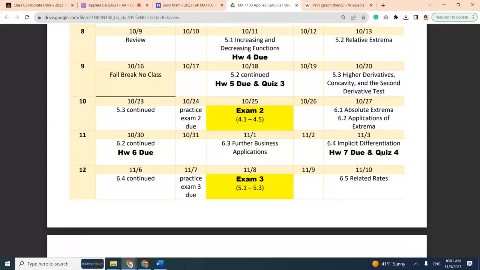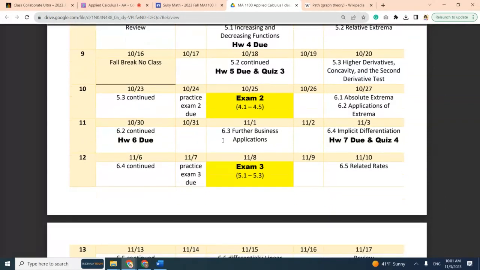Today, hopefully we will finish 6.2 and also finish 6.3. We are one lecture behind because of the projector.